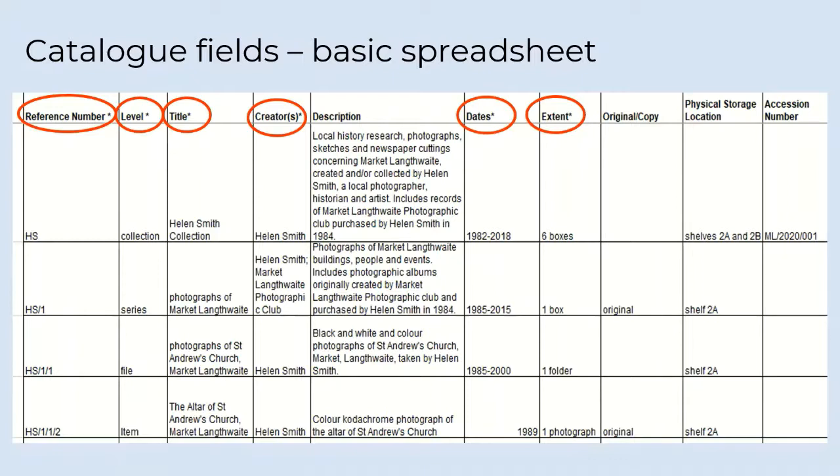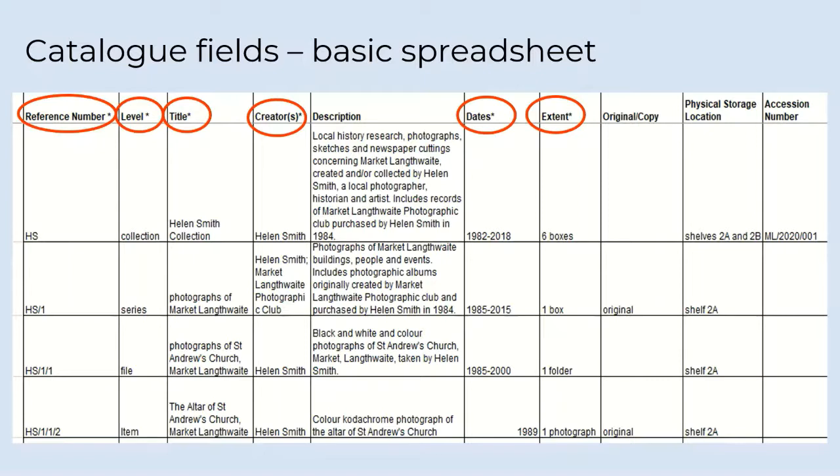To record your catalogue in Excel, you just need each column to be titled one of the fields we've been over, and then fill out a row for each entry. Focusing here on the compulsory fields, the collection entry is first for the Helen Smith collection with the reference HS. You should enter the accession number for collection entries, but you won't need to fill this out for the lower levels if it applies to everything underneath.